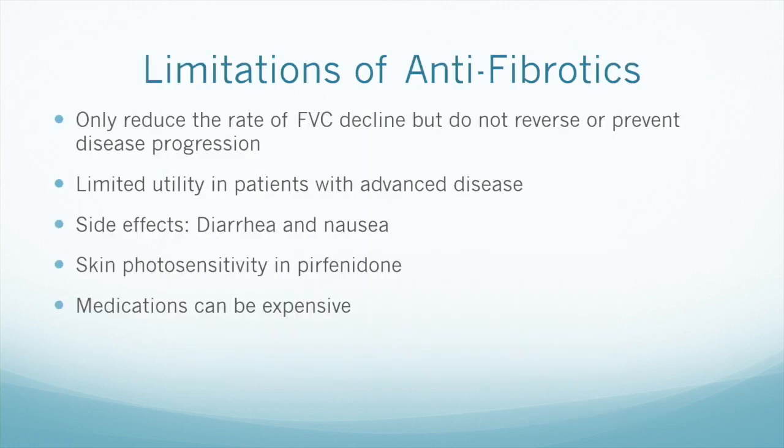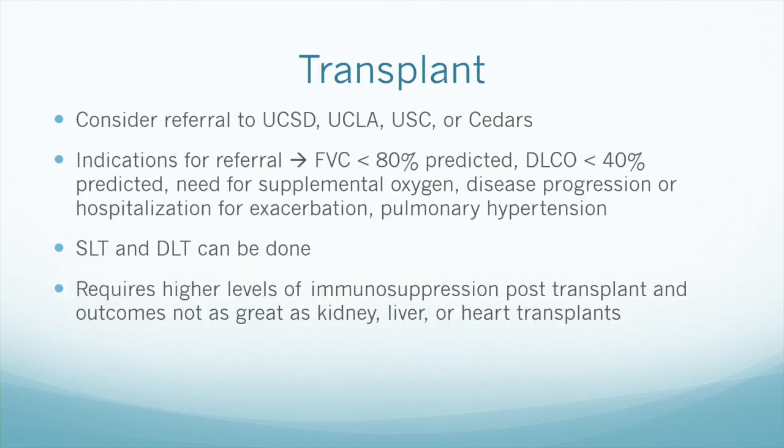Overall, I just have to emphasize these medications are very limited in what they can actually do for the patients. They slow progression, and may improve 6-minute walk in a select population, but they come with fairly significant side effects: diarrhea, nausea, photosensitivity in patients on pirfenidone, and the utility is still very limited in patients with advanced disease. So ultimately, if we feel like these patients are a transplant candidate and they've been tried on medication, they continue to get worse, we talk to our transplant centers.